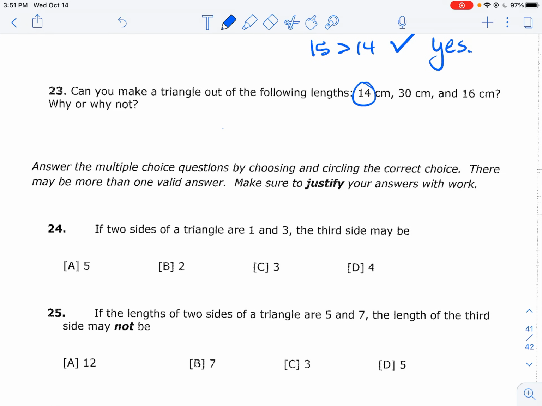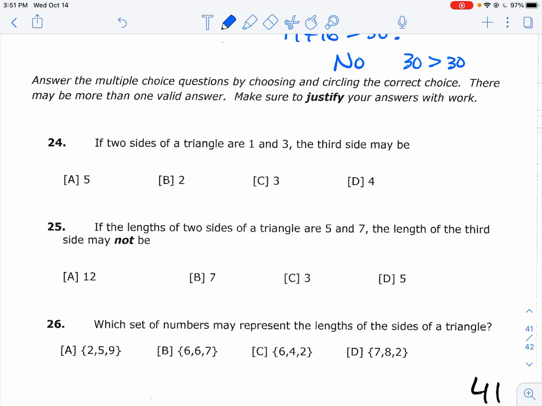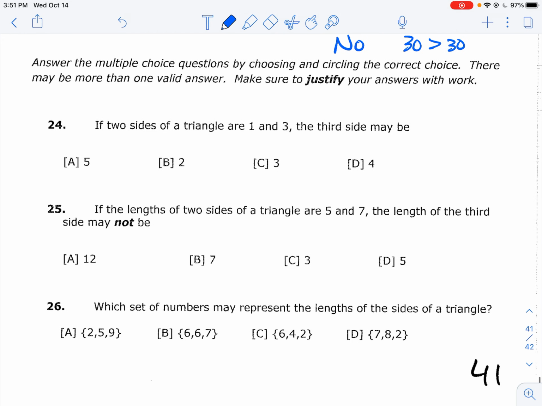Number 23, can you make a triangle out of these? Well, let's see. Circle the smaller sides, add those together. Does 14 plus 16, is that greater than 30? No. 30 is not greater than 30. It's equal. Okay, it says answer the multiple choice by choosing and make sure you justify your answers.